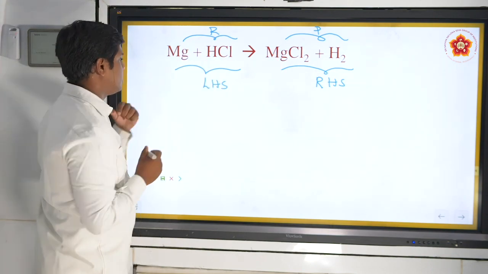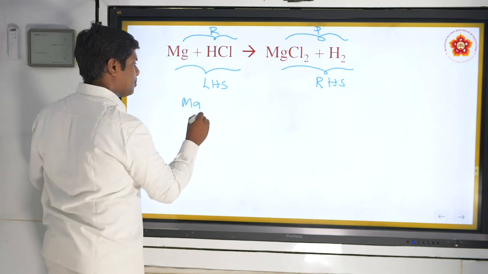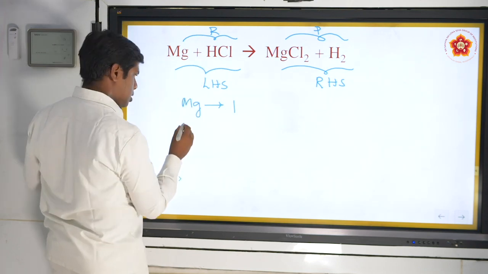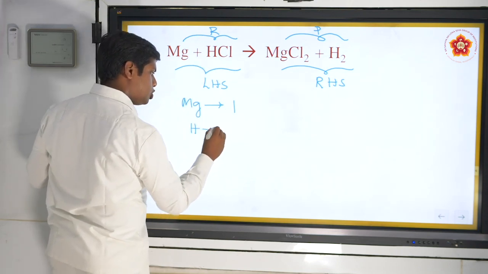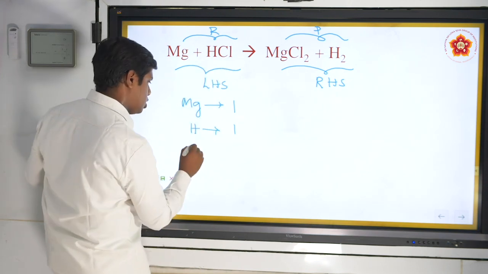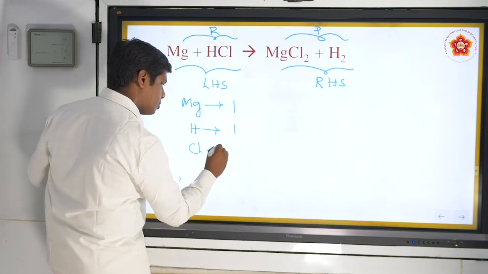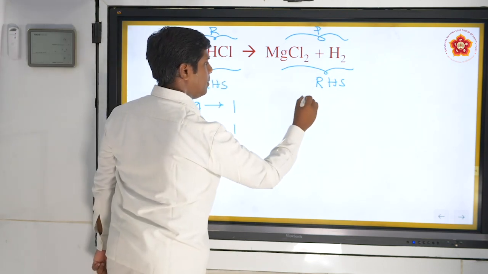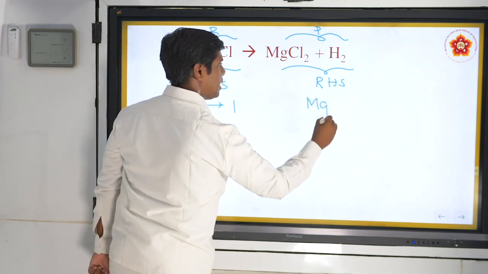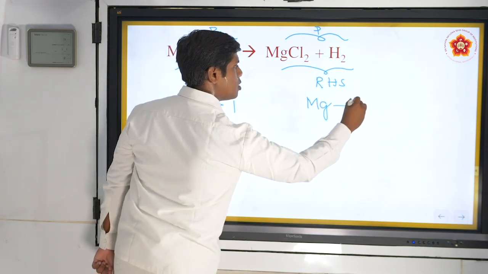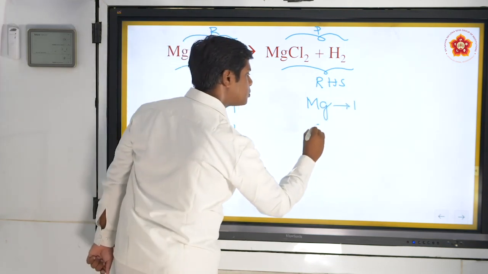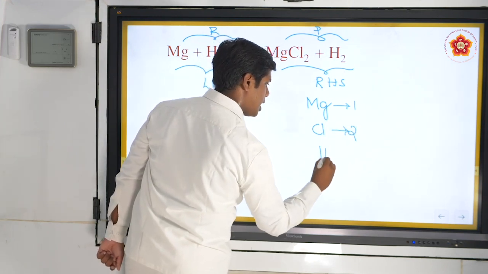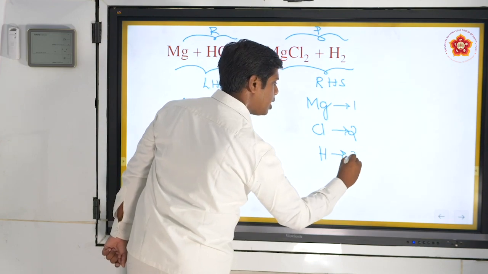Let's write the reactants. Magnesium, 1 atom. Hydrogen is 1 atom. Chlorine is 1 atom here. Right hand side, it is products. Magnesium formed is 1 atom. Chlorine is formed with 2 atoms. Hydrogen is formed with 2 atoms.